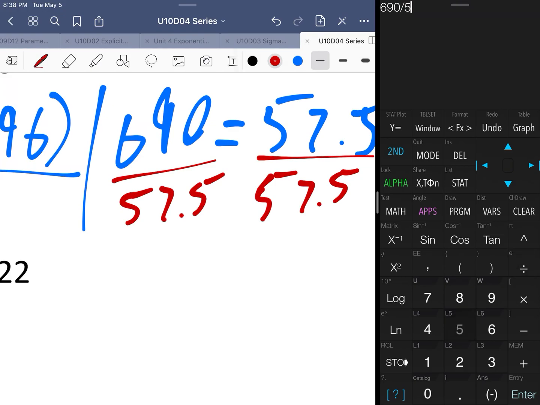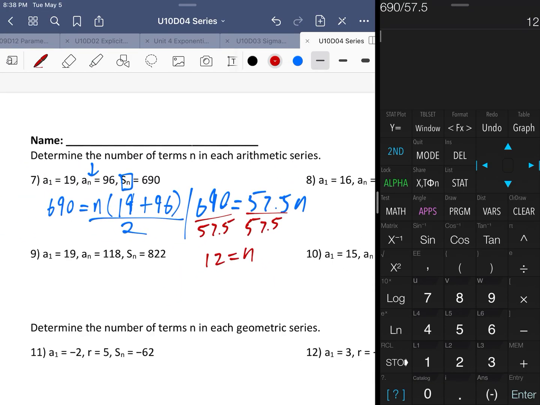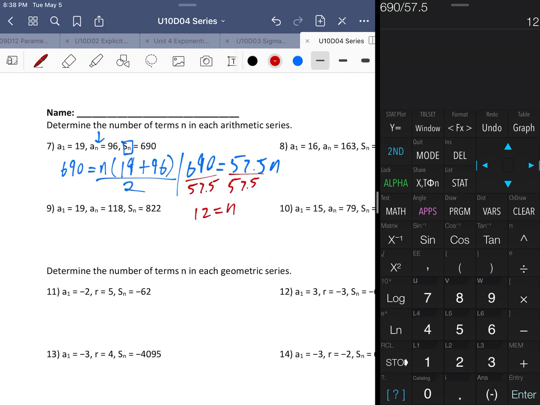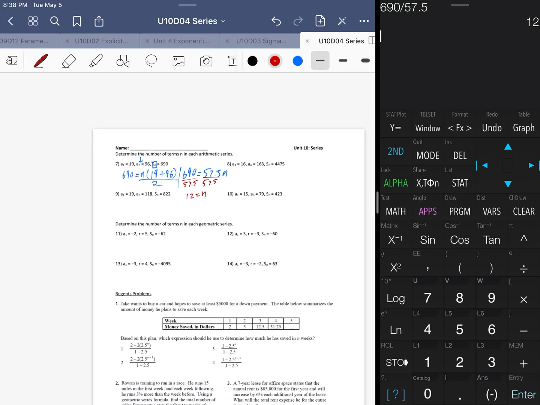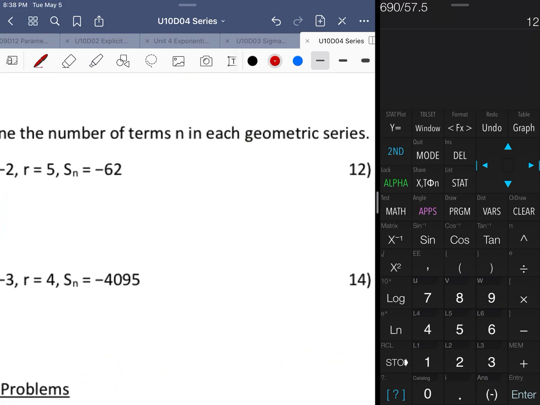So 690 divided by 57.5, and we get 12. So 12 is equal to n. So that means that there is a sequence that starts at 19 that has 12 terms that if you were to add them up, you would get 690. Try the other ones yourself.